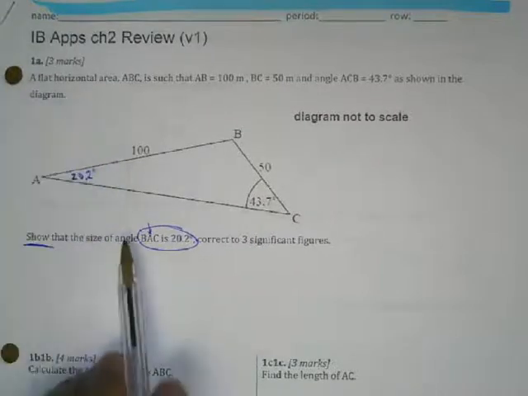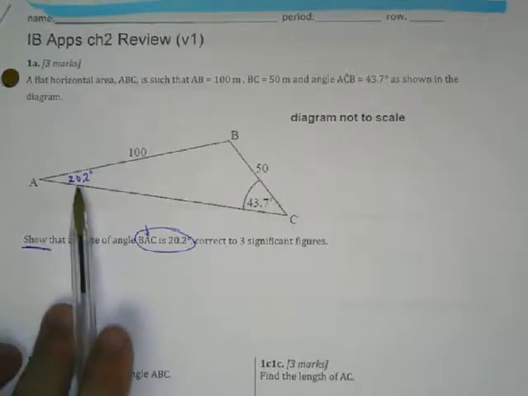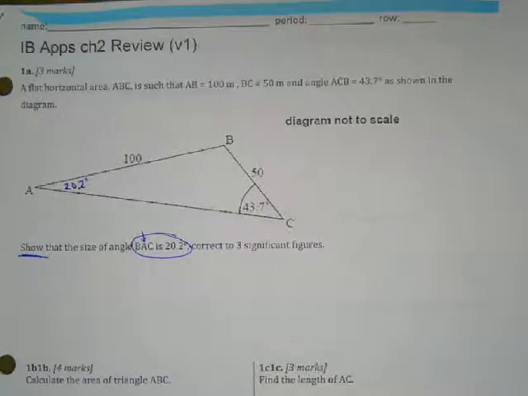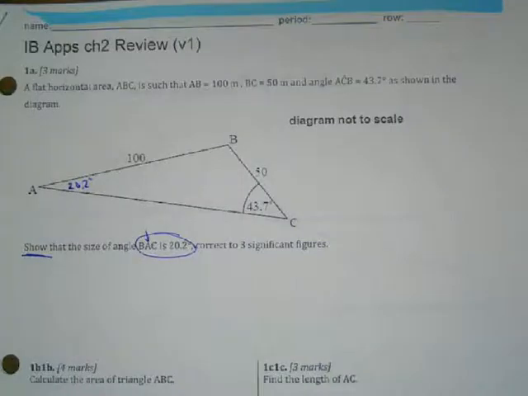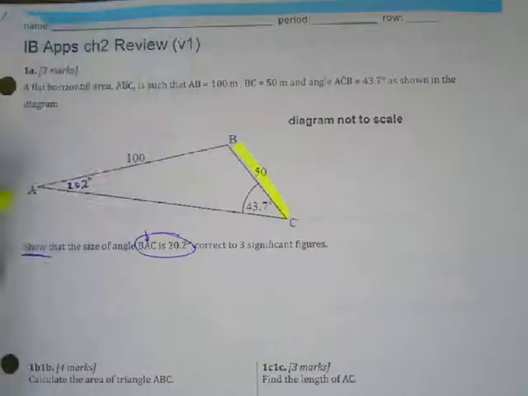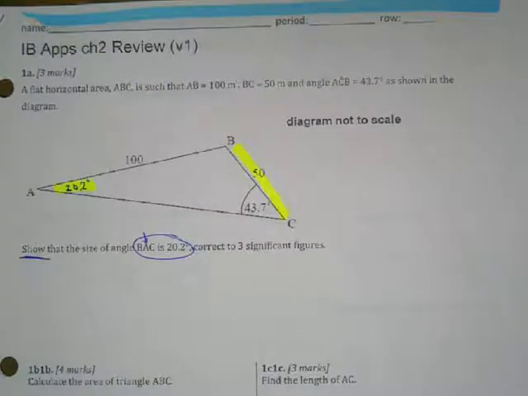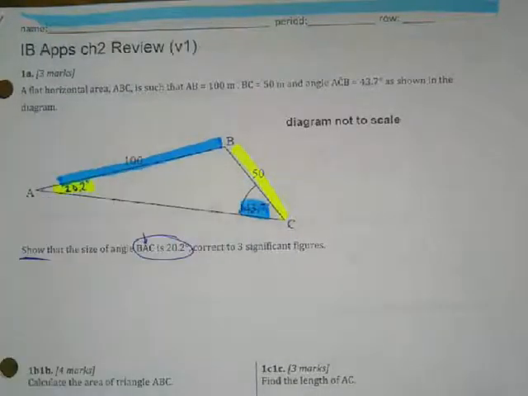So since A is in the middle of these three letters, our angle here is A. We need to prove that this is 20.2 degrees. So I'm going to use the law of sine, because I can use the ratio of the opposite sides and the opposite angles to figure this out. We've got this opposite side and this angle, and this side and its opposite angle. So let's write this out.